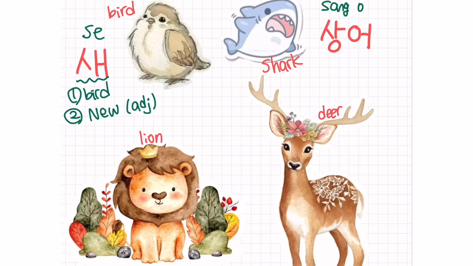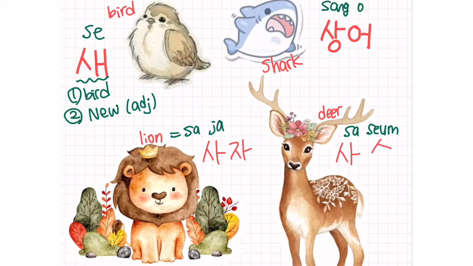Getting to the lion. Lion is called 사자 in Korean. 사자. Very easy, right? Pretty straightforward. Next, this beautiful deer, it's called 사슴 in Korean. 사슴. What am I saying? In Korean, 사슴. Yes, and then m, right? 미음. 사슴.